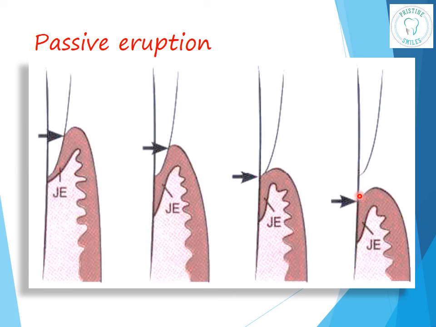This stage is accompanied by degeneration of gingiva and the periodontal fibers and their separation from the teeth. So all this is the result of chronic inflammation. So passive eruption is hence considered as a pathologic process.